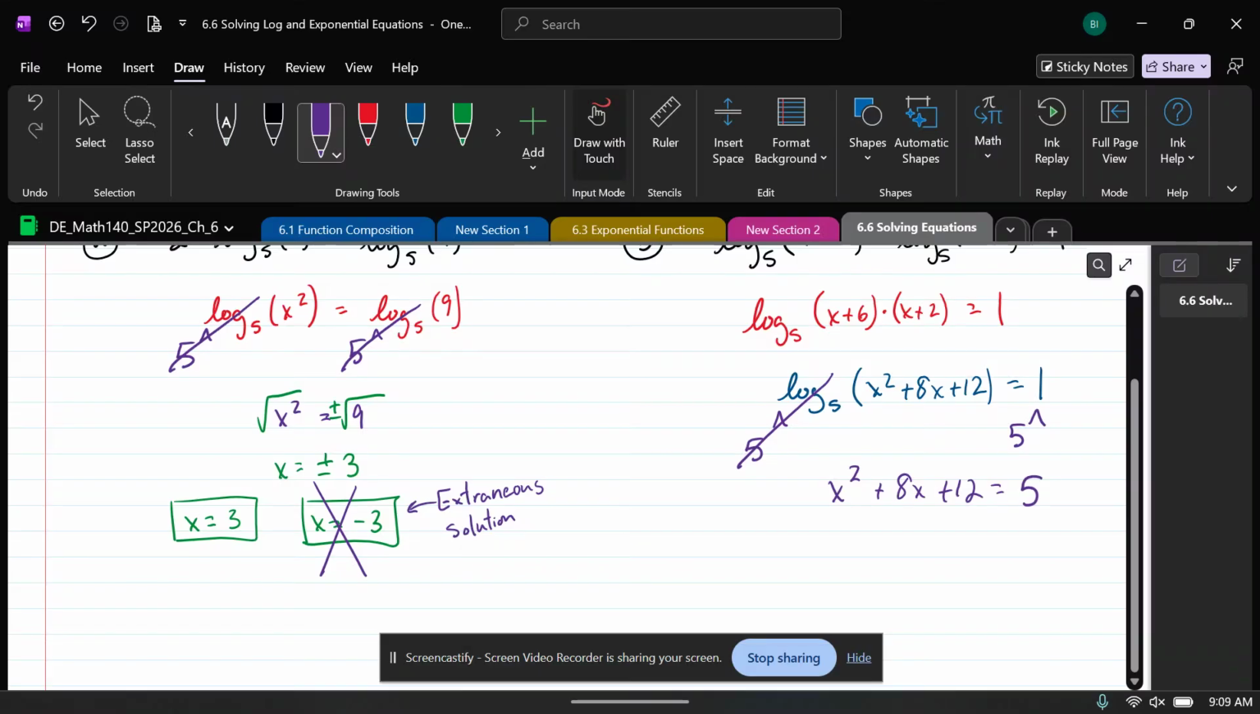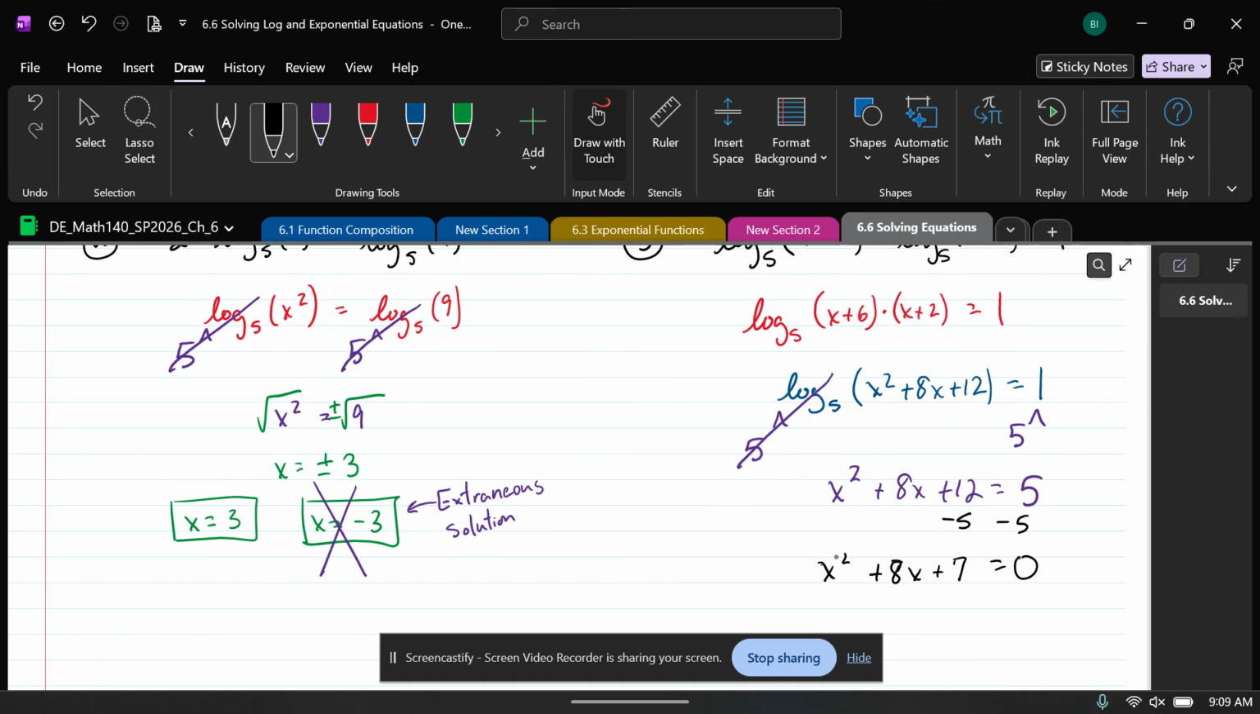Now we have a quadratic equation. So we've got to go back to chapter 4 stuff. How do we solve a quadratic? What do we need to do? Yeah, make it equal to 0. Move the 5 over. So move that 5 by subtraction. So we end up with x squared plus 8x plus 7 equals 0.